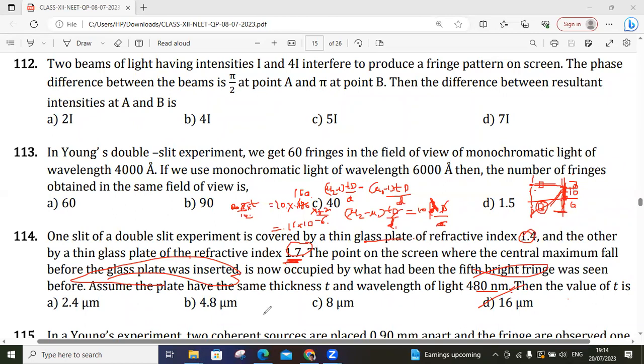Okay, it's 8. Fifth bright fringe. If you take 5 here, you get 8 actually. But okay, wait.